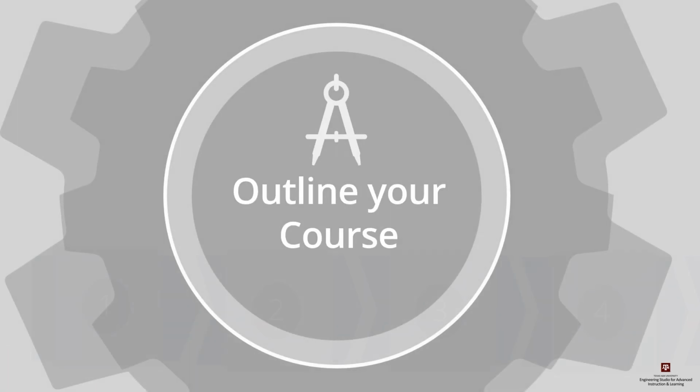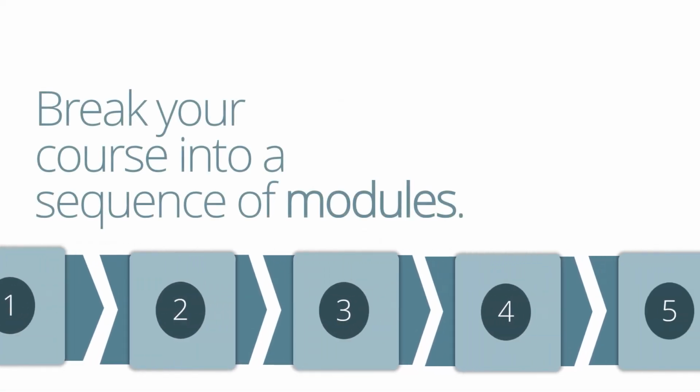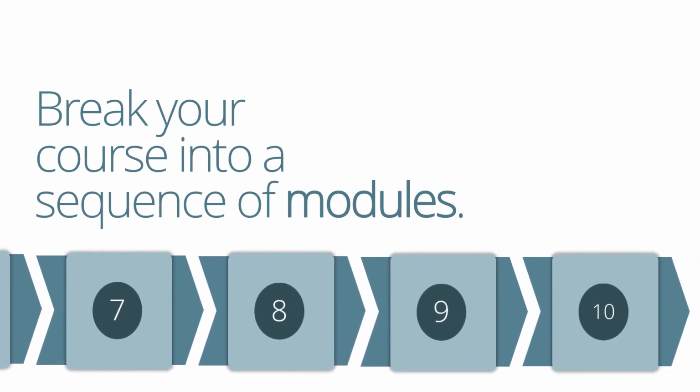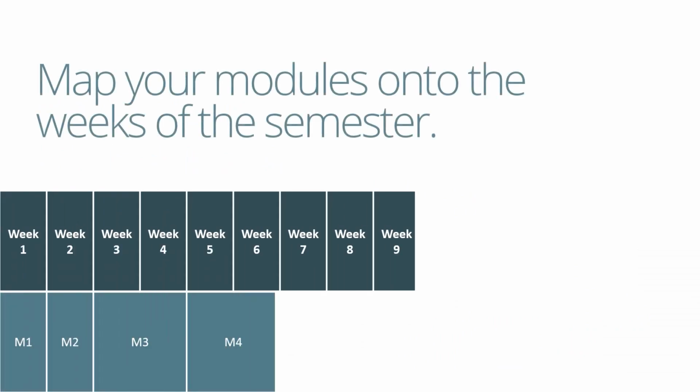Outline your course. Now that you know what you want students to achieve, you can decide on a sequence of content and activities to get students to that place. Start with breaking your course into modules, self-contained units or sections focused on a specific topic or theme. Map your modules onto the weeks of the semester.